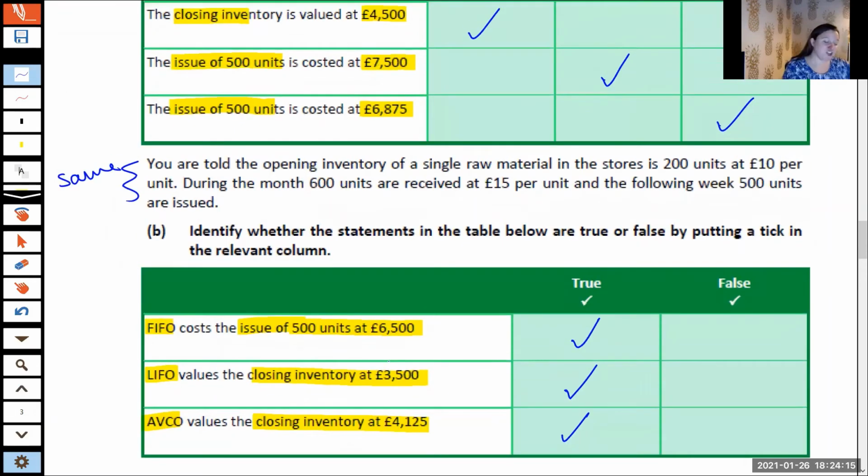So you can see you spend all your time doing the calculations, and then that bit takes about 30 seconds. Really, really easy. So do make sure you do all your calculations on your scrap paper first, then come on and actually answer the question at hand.